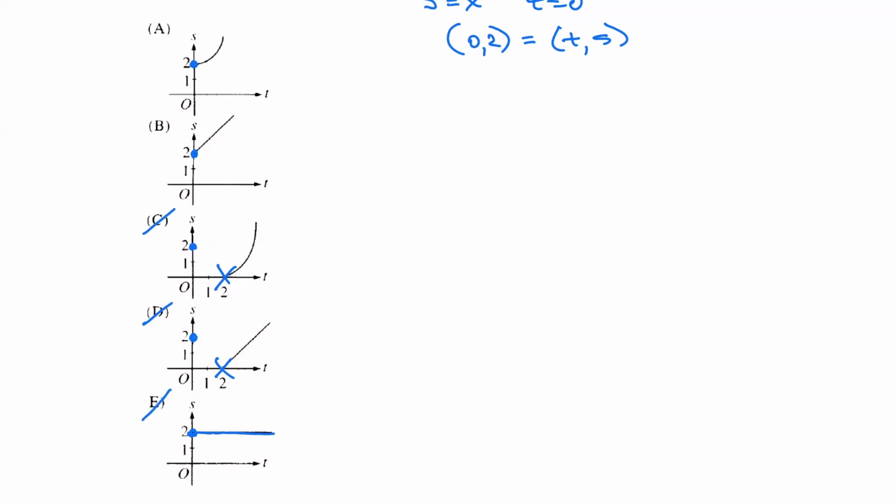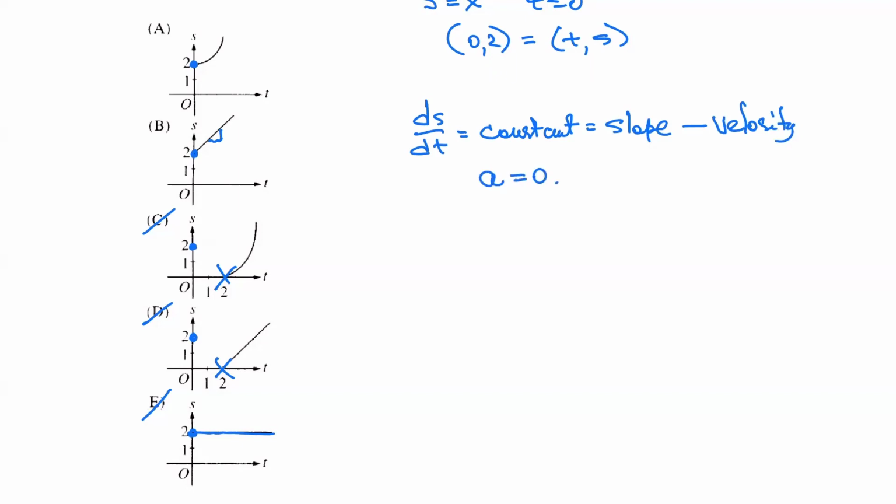Note also that for graph B, the particle moves with a constant rate. So in this case, ds/dt is equal to some constant, which is equal to the slope of this line. So in this case, constant, this is velocity, right? This is velocity. And so in this particular case, acceleration is equal to 0. So this also cannot be the case.